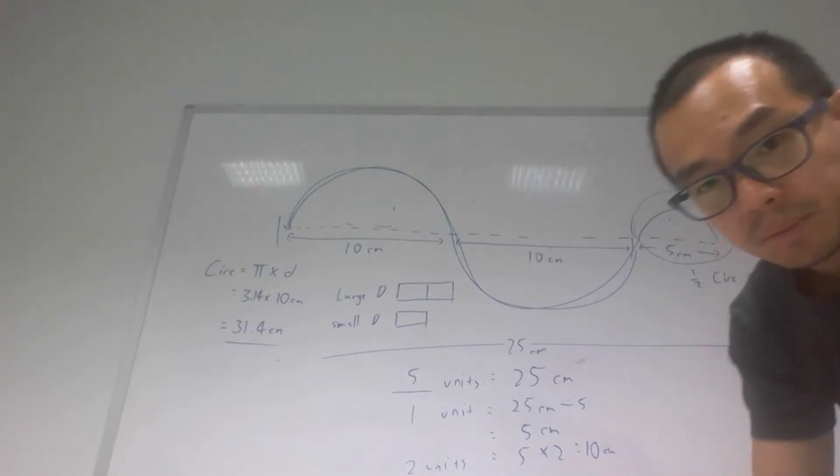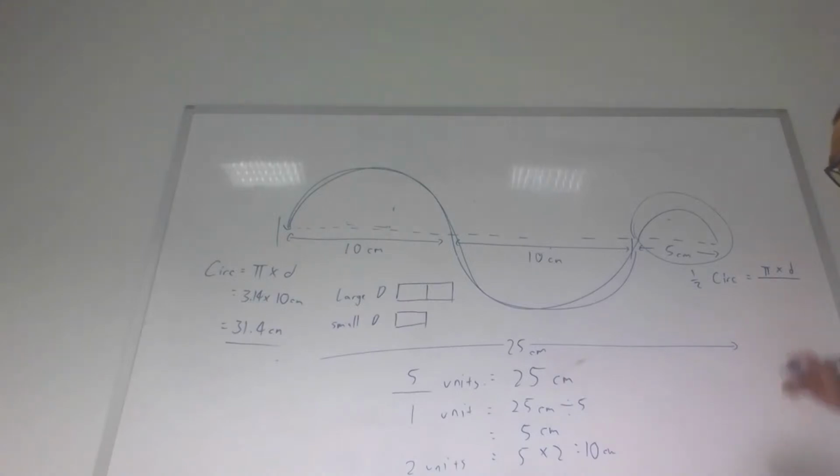Okay, very good, Delilah. Okay, pi times d over 2 and 3.14, the diameter is 5 cm. 5 cm over 2. Okay, let me calculate what it is.